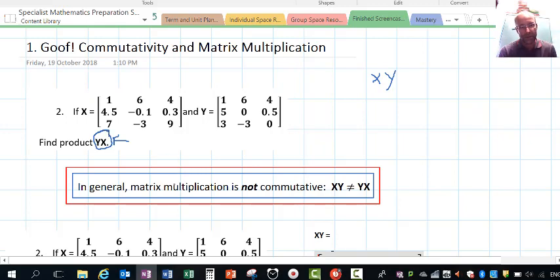as it should have been. So please note, this is important to note, in general matrix multiplication is not commutative. There are a small number of exceptions, but generally speaking matrix multiplication is not commutative. So x times y does not equal y times x, where x and y are matrices. So something important to note.